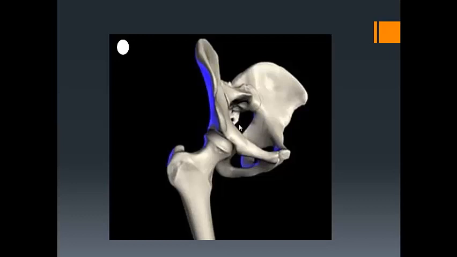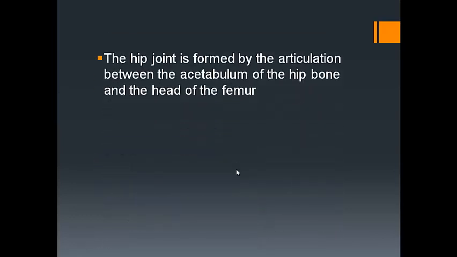Clearly you can see here, this is the hip bone, and it's articulated with the sacrum and the other hip bone to form the pelvis, and here you're looking at the upper end of the femur. You've got the trochanters here, you've got the neck, and then you've got the head of the femur, clearly articulating or fitting into the acetabulum of the hip bone. So the hip joint is formed by articulation between the acetabulum of the hip bone and the head of the femur, as I mentioned. And in terms of type, it is a ball and socket type joint.